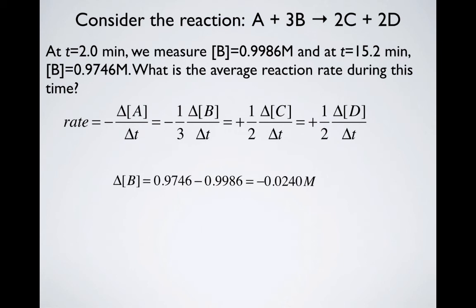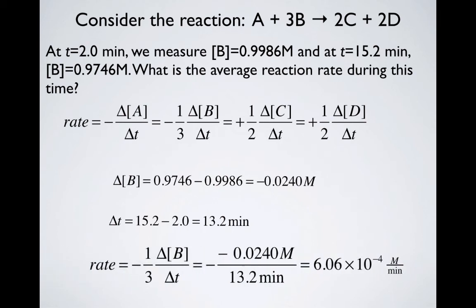The change in concentration of B is going to be your final concentration minus your initial concentration. So we have 0.9746 minus 0.9986. So notice that we get a negative change in the concentration of B. Well, that makes sense. B is a reactant, and so its concentration is going to be dropping. We look at the change in time. Our final time was 15.2 minutes. Our initial time was 2 minutes, and so the change in time was 13.2 minutes.